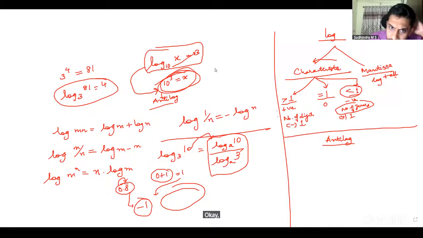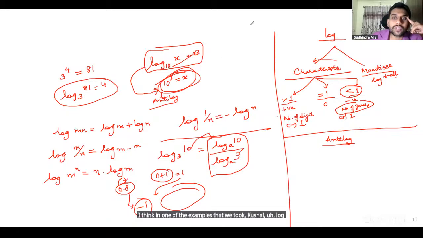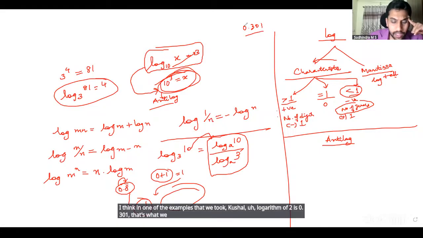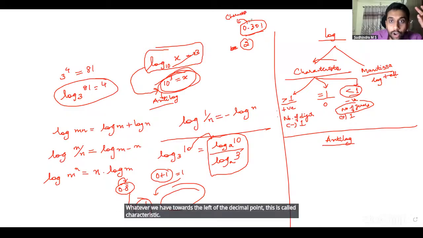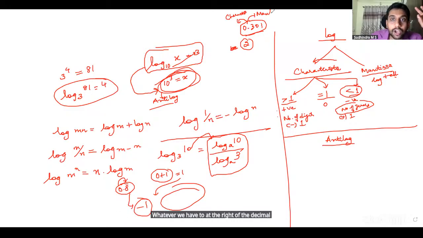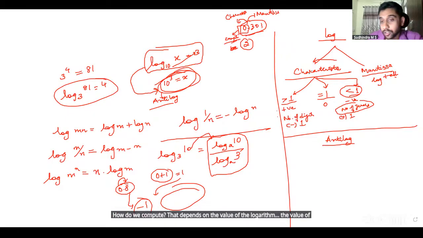Yes, Kushal. Characteristic and mantissa. In one of the examples that we took, Kushal, the logarithm of 2 is 0.301. That's what we had considered. How do we get this? Here, when I say the logarithm value is 0.301, whatever we have towards the left of the decimal point is called the characteristic. Whatever we have to the right of the decimal point, we call it mantissa. Here, this characteristic is a computed value. How do we compute? That depends on the value of the observation given.